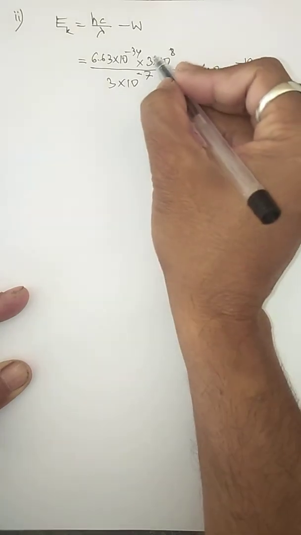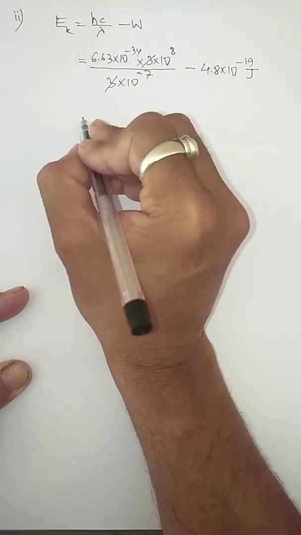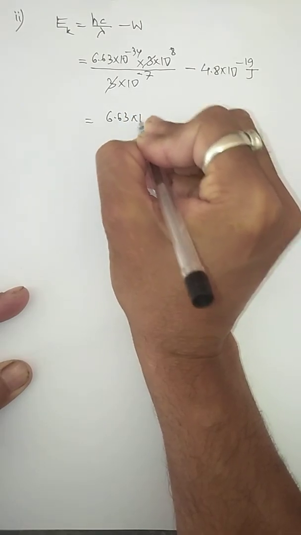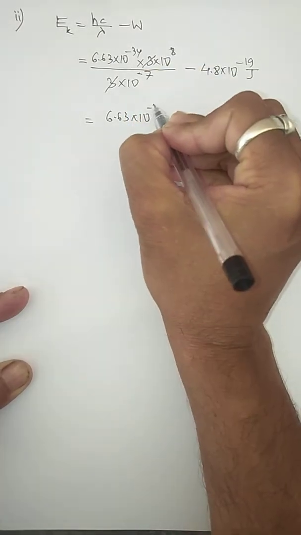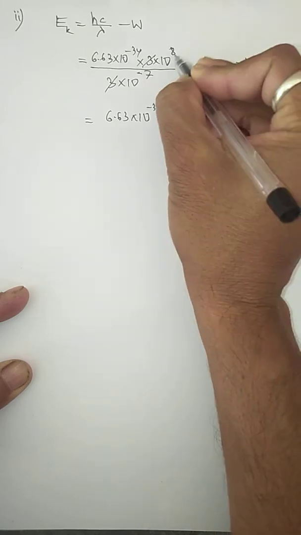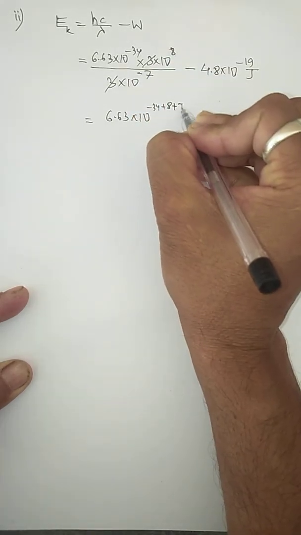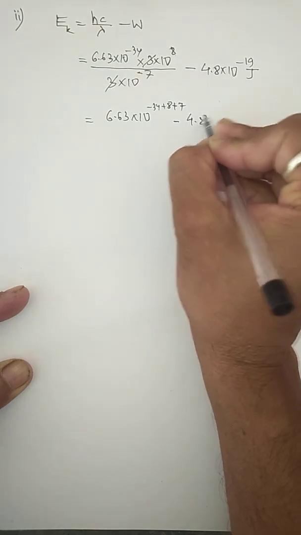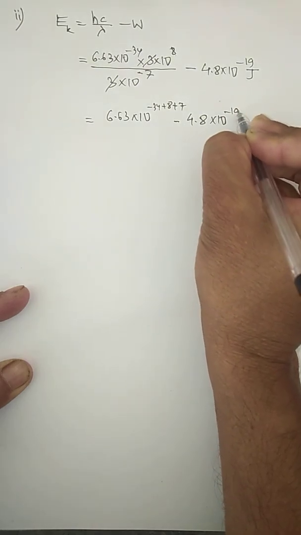So let's divide it. 3 cancels out. Now it is 6.63 in the numerator into 10 power minus 34 plus 8, now minus 7, if I take it in the numerator, plus 7. This is a simple exponent. Minus 4.8 into 10 to the power minus 19 joule.